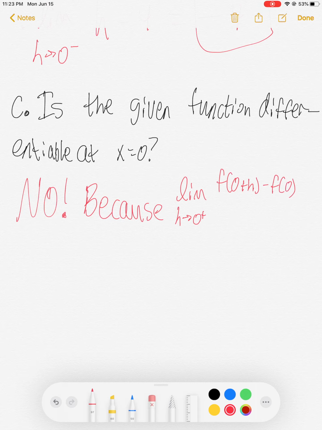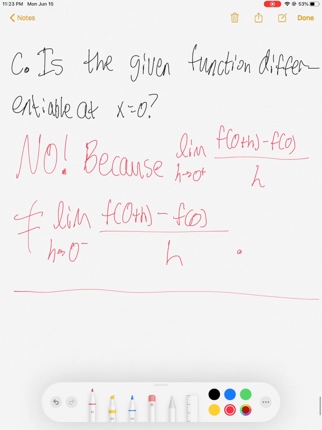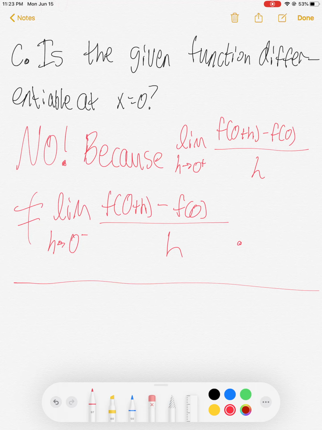So what that means is no, this function is not differentiable, because the limit as h approaches 0 from the positive side of f of 0 plus h minus f of 0 over h is not equal to the limit as h approaches 0 from the left of this thing, f of 0 plus h minus f of 0 over h. Okay, so if it were differentiable, those two things would certainly have to be the same.